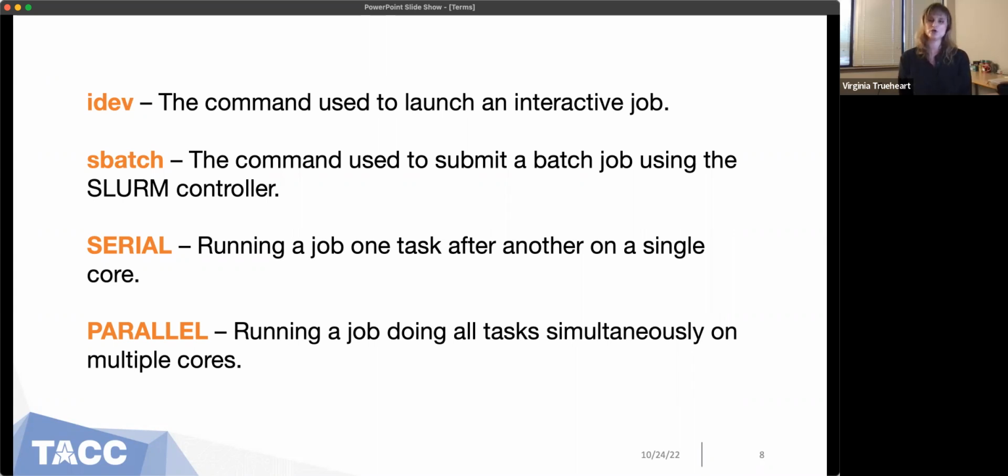Alternatively, depending on your code, you can also run in parallel. This allows you to run jobs doing all tasks simultaneously across multiple cores. So if you've parallelized your job sufficiently, you could run 48 tasks, one on each of the 48 cores on an SKX node. This allows you to complete the job more quickly, but also allows you to develop a sense of scaling. Not all jobs can accommodate parallel computation, but it's good to know that the option is available. Parallel jobs also tend to provide a larger amount of output and also tend to complete a little bit faster.